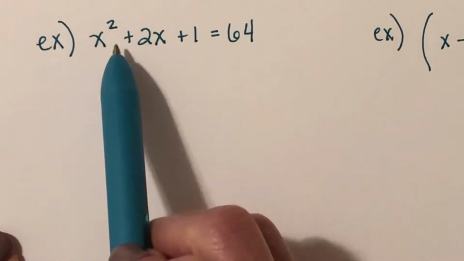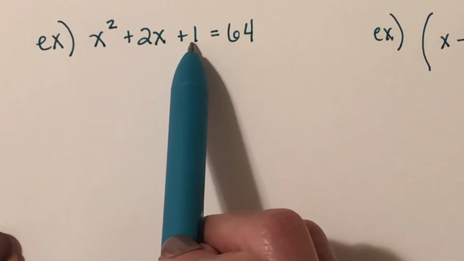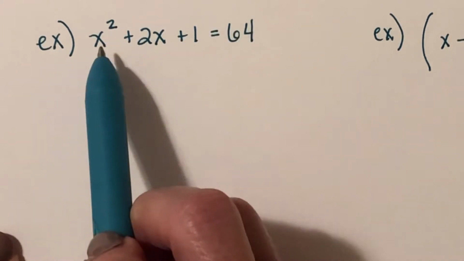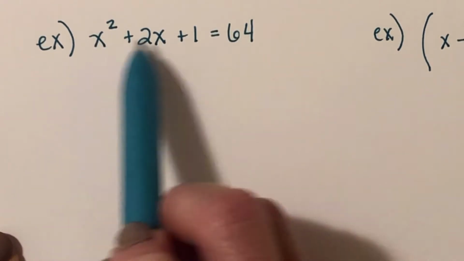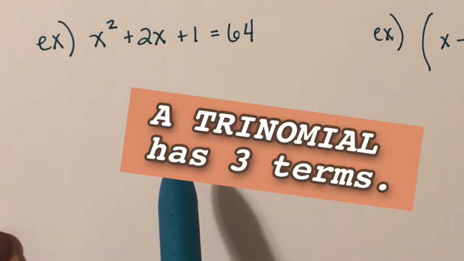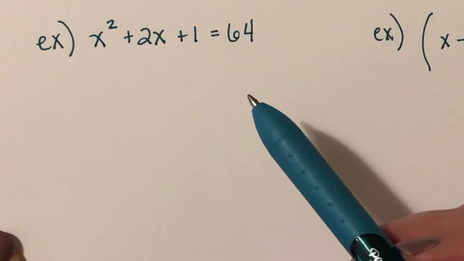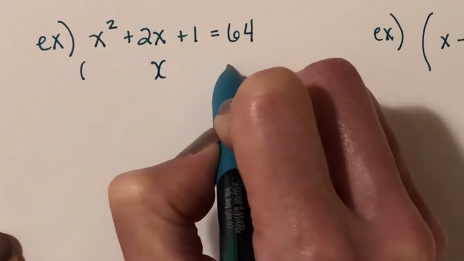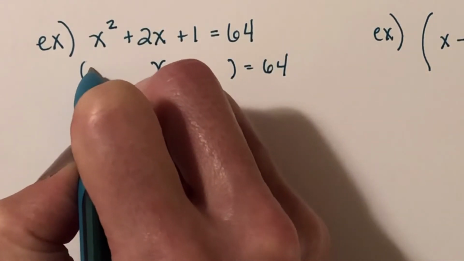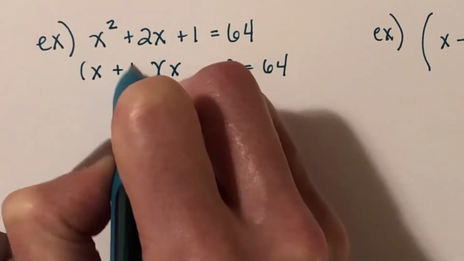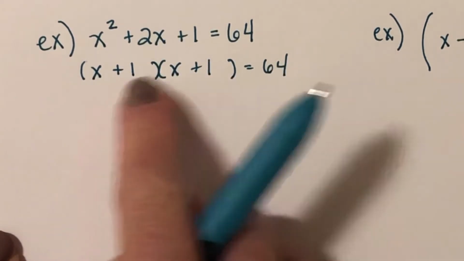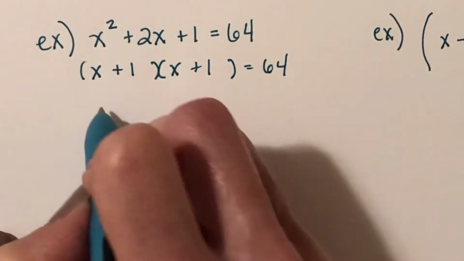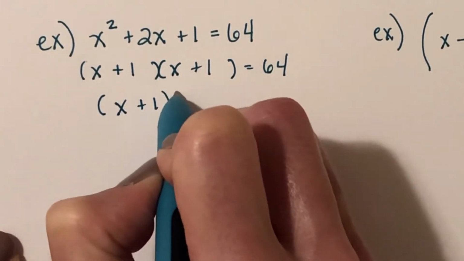Now this is solving a quadratic, but I have 3 terms. It's definitely not a perfect square as written. But I notice that if I were to factor this trinomial, tri meaning 3 terms, it would actually factor into a perfect square. So I'm going to factor this. When I factor this, it's going to end up being (x plus 1) and (x plus 1). I have just noticed that this is really a perfect square, so I could rewrite it as this.